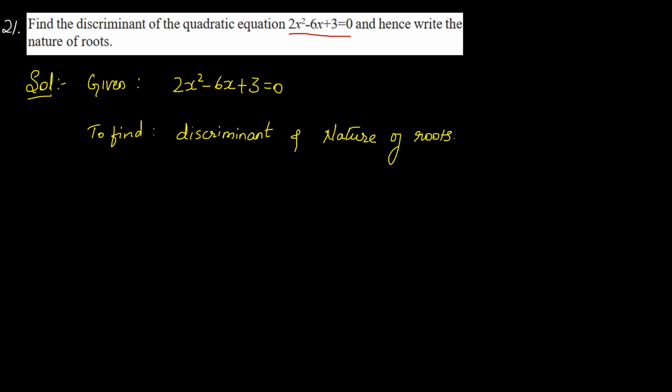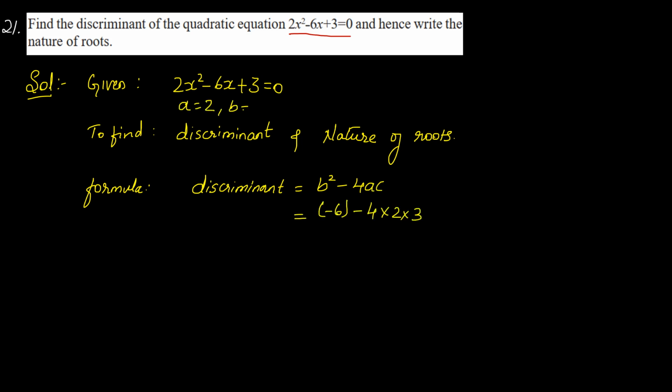Then what is the formula with respect to the question? The discriminant formula is b square minus 4ac. Substitute all the values. a is 2, c is 3 and b is minus 6. Substitute all the values and get the value of D, that is 12, which is greater than 0, and the nature of the roots are real and distinct.